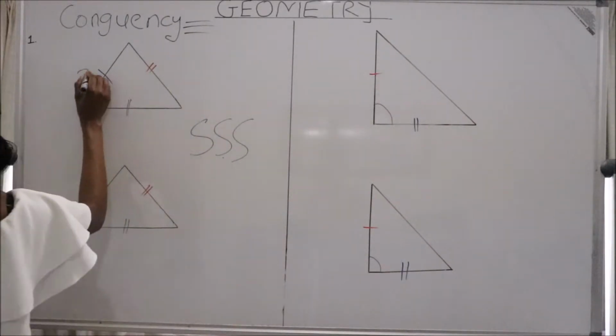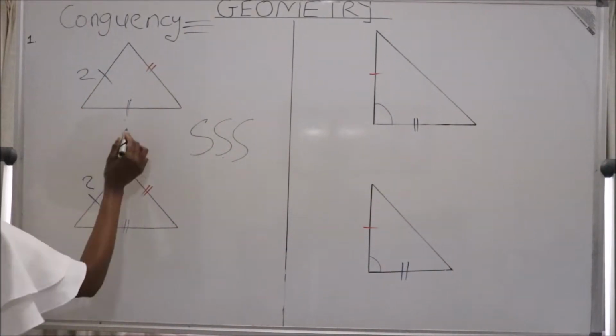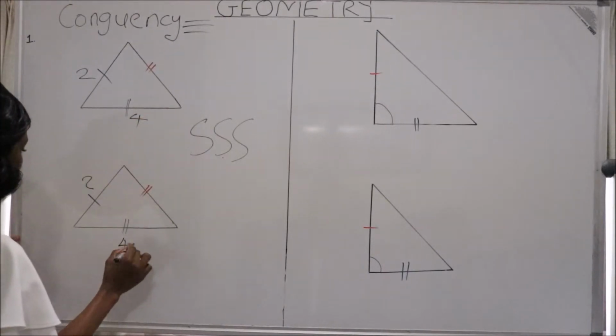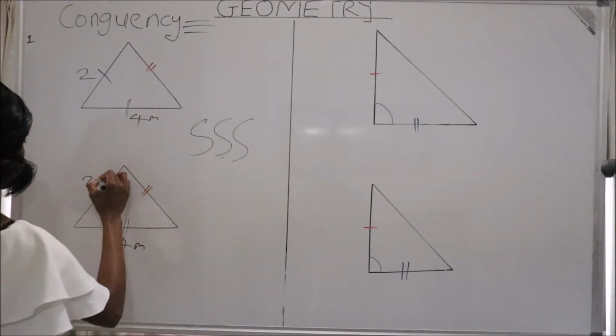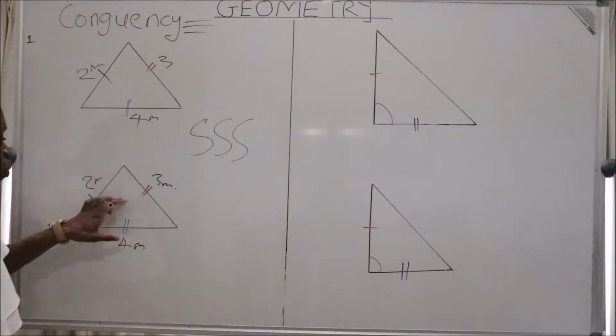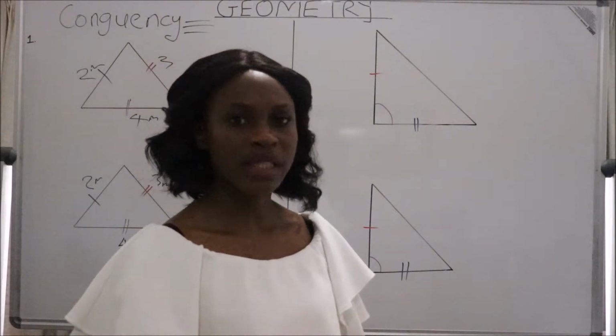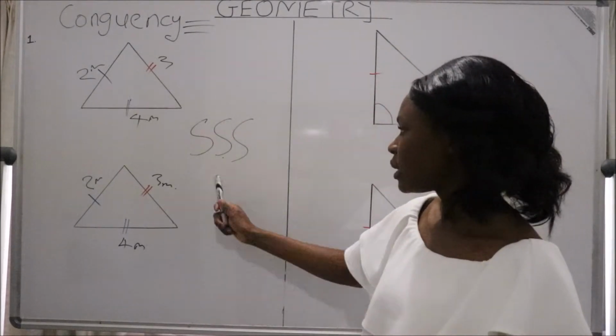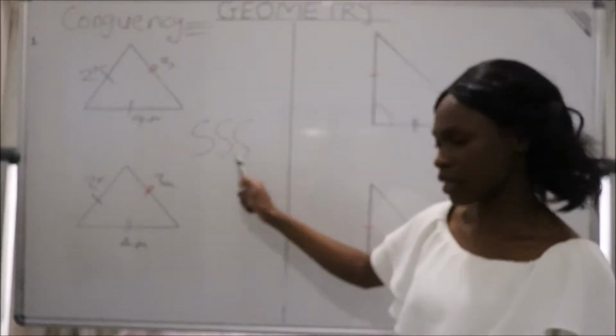For example, if this side was 2 and this side was 2, and here we have 4 meter, for example, so also write the SI unit here. And this is 3 meter and that's 3 meter. So these two triangles are congruent to each other, and the reason for that is side.